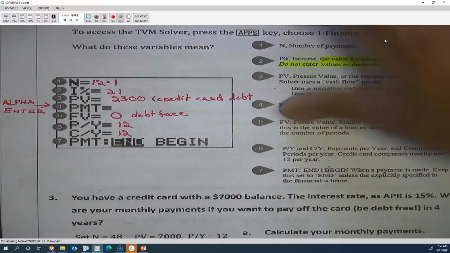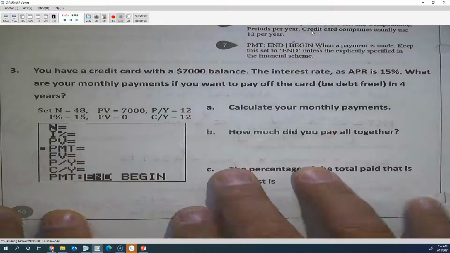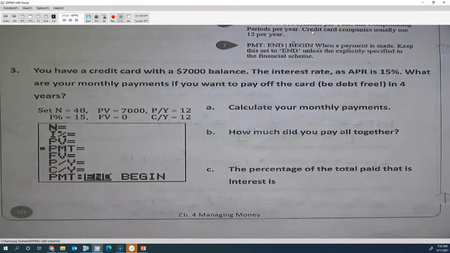All right, so let's try another one here. Okay, so you got a credit card, $7,000 balance. Okay, interest rate is 15%. What are your monthly payments if you want to pay off the card in 4 years?